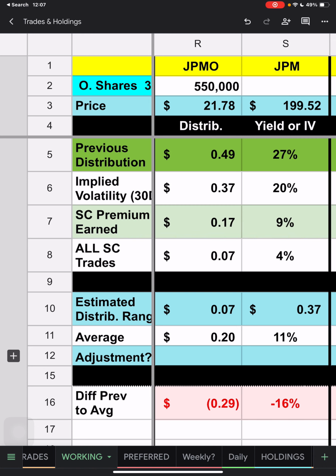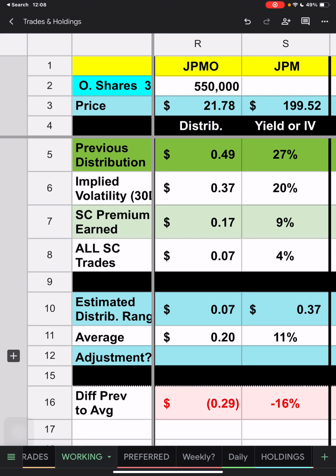So JPMO, previous distribution was 49 cents. All right, so 49 cents is actually pretty high for JPMO. They've paid out 6 distributions. 4 of them were 20 to 25 cents. And then they have this last one at 49, and then they did have one at 52 cents. So it looks like it would probably be somewhere around the 20 to 25 just based on 4 out of those 6 months. And looking here, the implied volatility is telling us 37 cents.